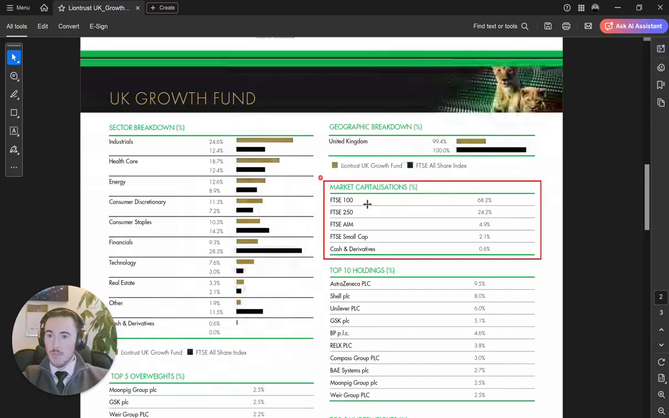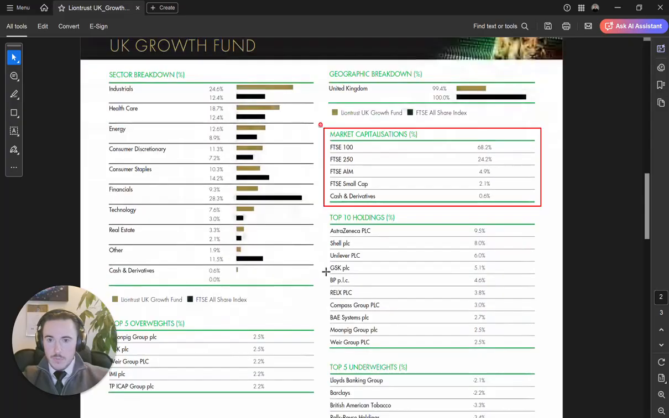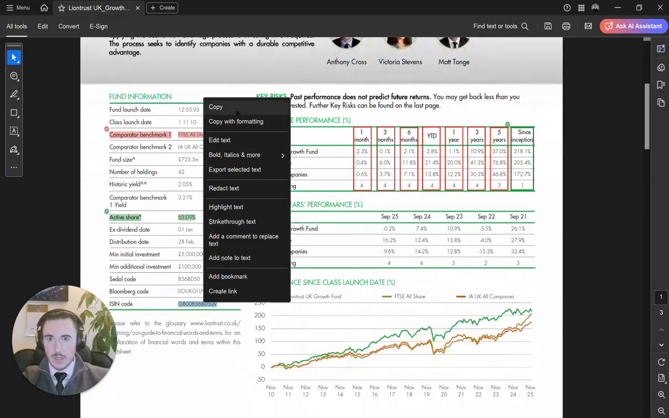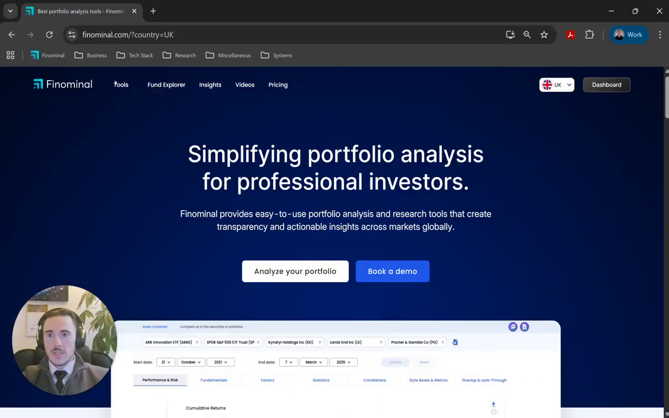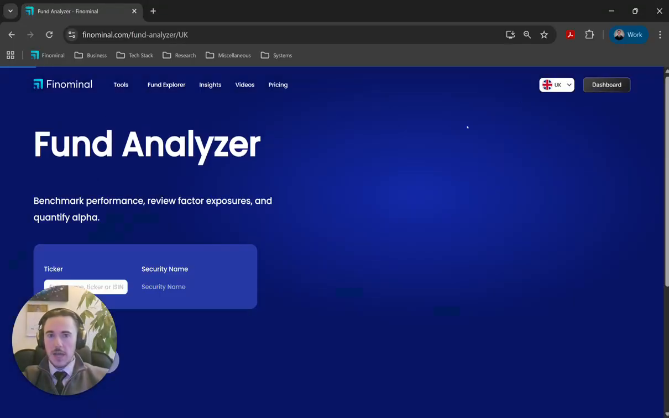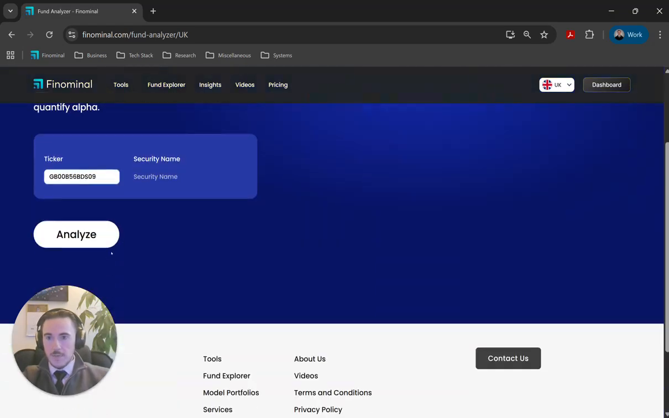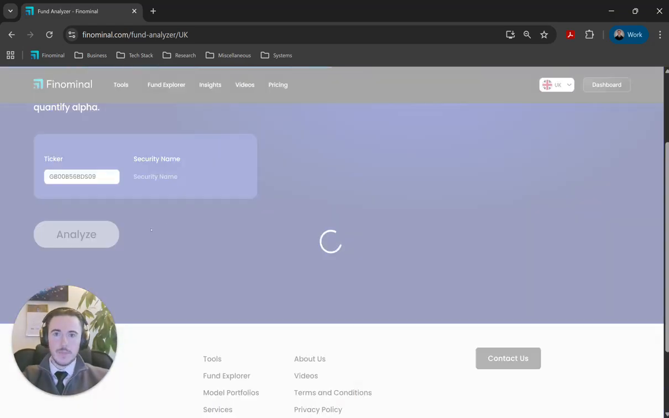What I think would be a more appropriate composite benchmark would be 70% in FTSE 100 and 30% in the FTSE 250. Seems straightforward. Okay, so with that in mind, let's head over, but let's do this with the exact ISIN. Now with the exact ISIN, I'm going to head over to the fund analyzer, ensuring UK is selected, and paste that in there, and then analyze.